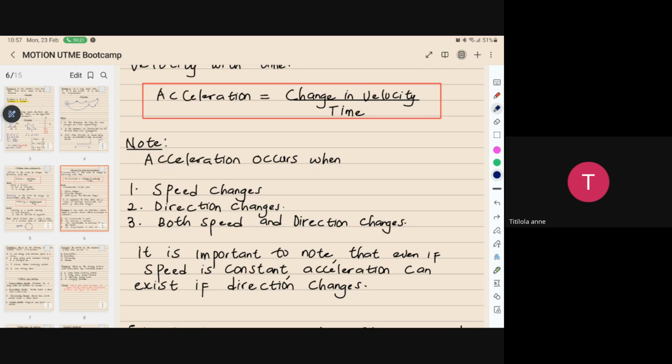Speed can be constant, but because my direction is changing, acceleration is also changing. It's also possible that my velocity is constant, which means my direction is not changing, but I'm moving fast in speed, I'm moving slow. Acceleration is also changing.